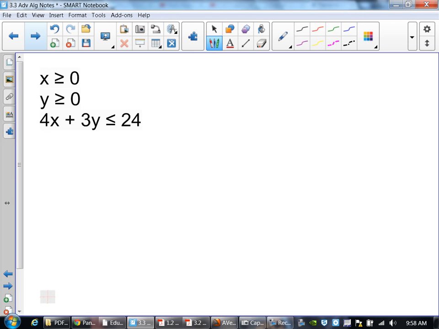So this is a quadrant 1 style problem. I know that it's got to be going this direction and this direction. That's telling me that it's a quadrant 1 problem because all the values of x are greater than 0 as well as all the values of y are greater than 0. I have some certain parameters that I need to graph from. Now I do my quick graph.